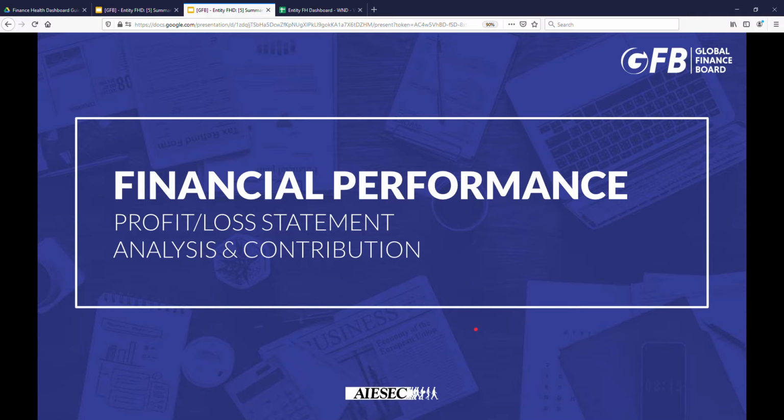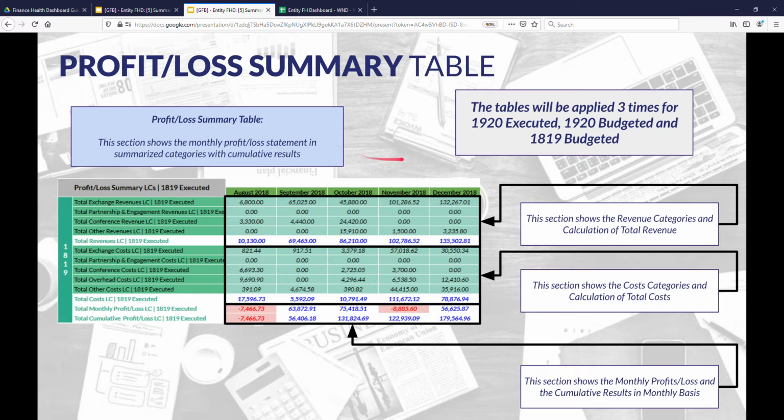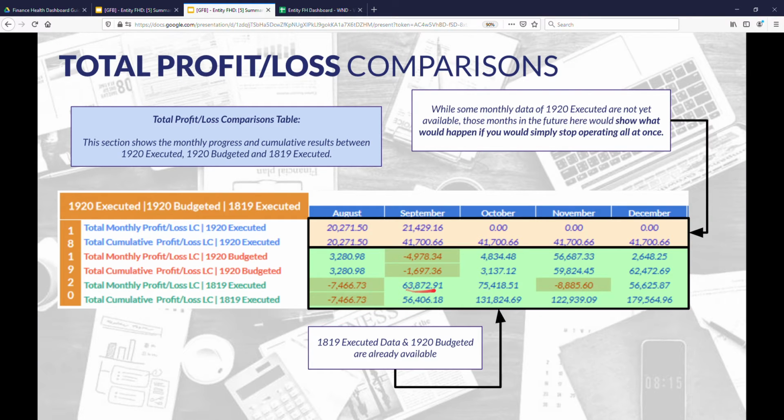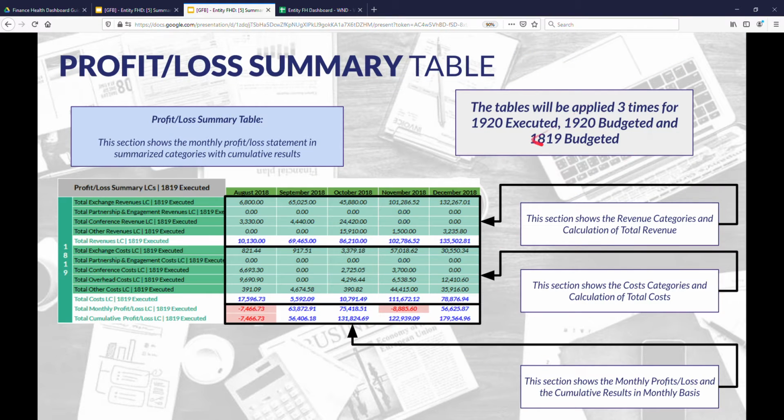Then financial performance, profit loss statement, analysis, and contribution. Since we had already divided them into different categories, which is 4 categories for revenue and 5 categories for cost, we can create much simpler graphs as compared to the entire details. So the profit loss summary is summarized with categories and cumulative results. The first part of the calculation is revenue, the second part is cost, and the third part is monthly and cumulative results of what resulted from the before. The numbers here should be the same numbers as the ones at the bottom here as well. This will apply 3 times for 1920 executed, 1920 budgeted, and 1819 budgeted.